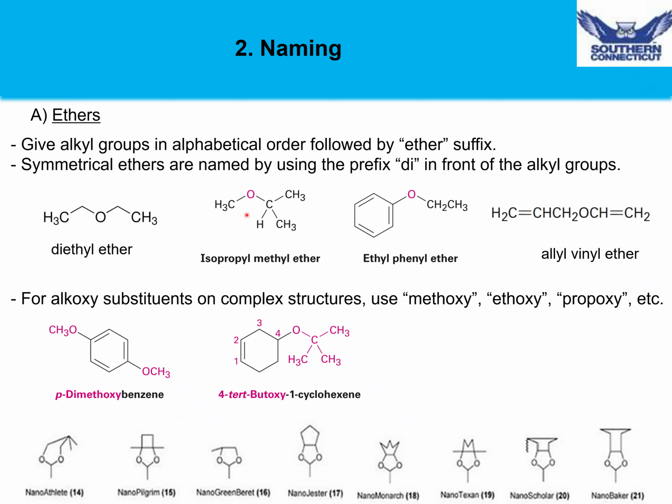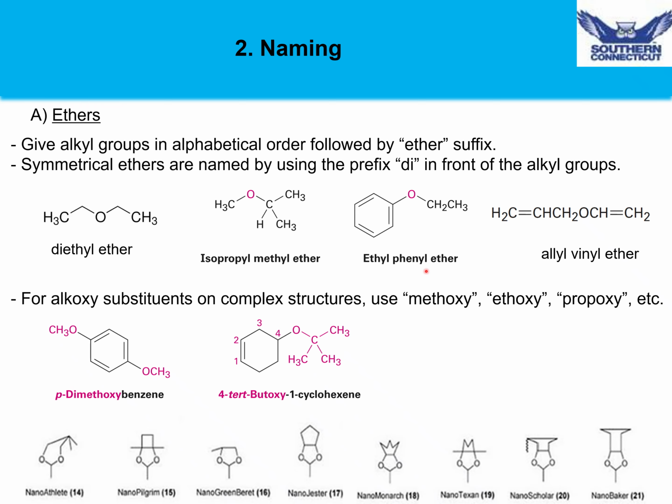In the next example, we have a methyl and an isopropyl group. If we alphabetize those two groups, they would be isopropyl, methyl, followed by the suffix ether. Note that in isopropyl, we use the letter I from the prefix. Most prefixes in naming are ignored when it comes to alphabetizing. So prefixes such as di, tri, tetra, or sec are typically ignored.